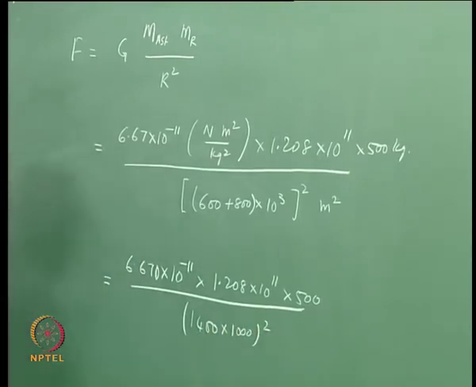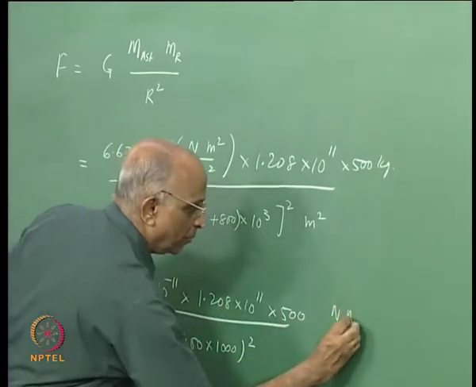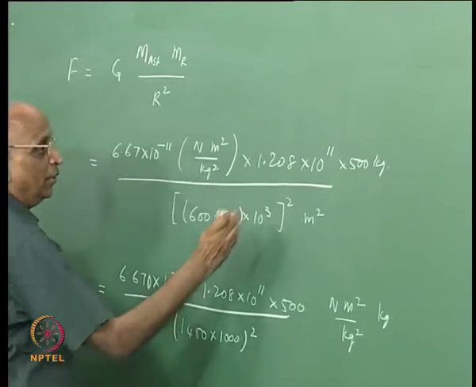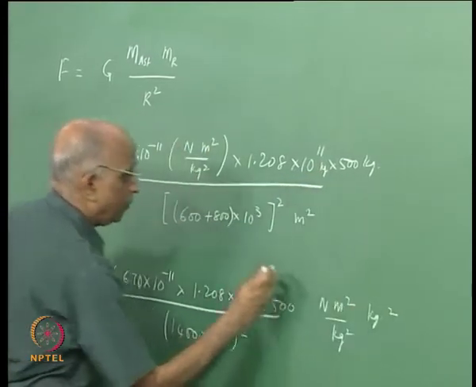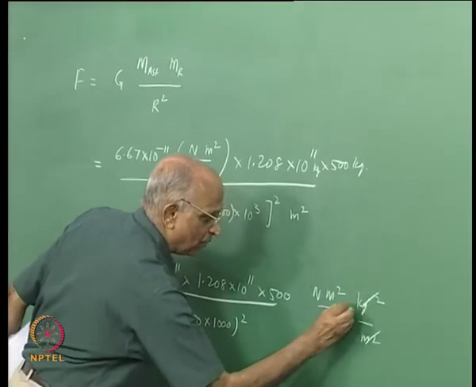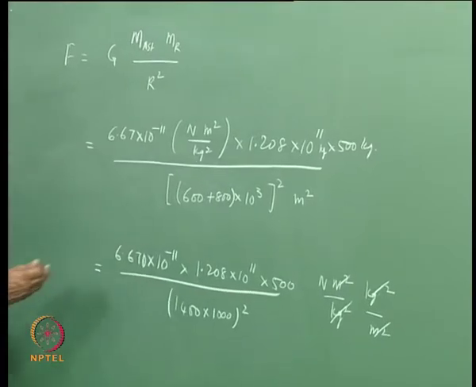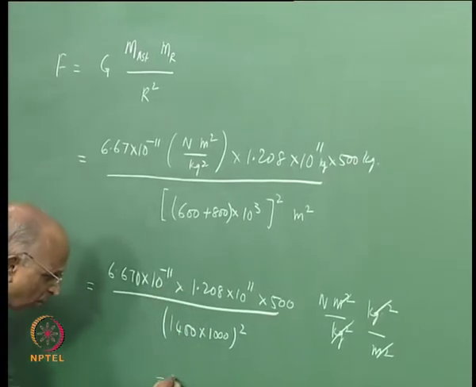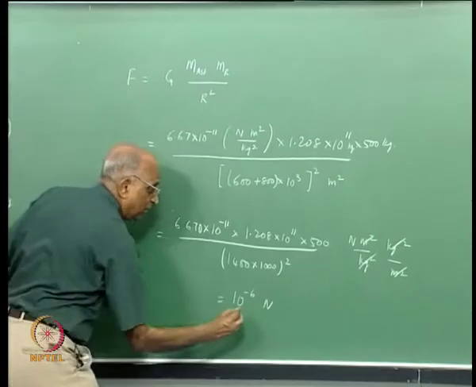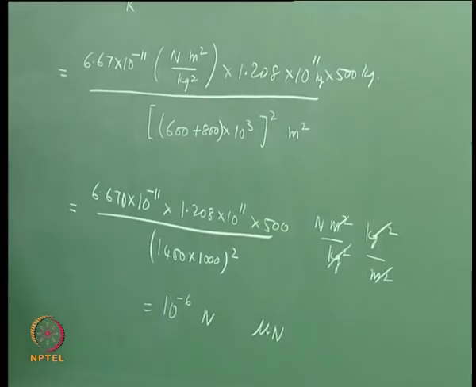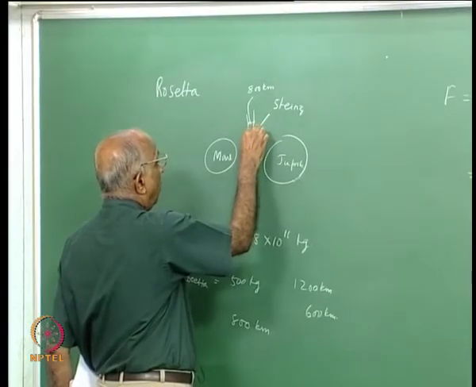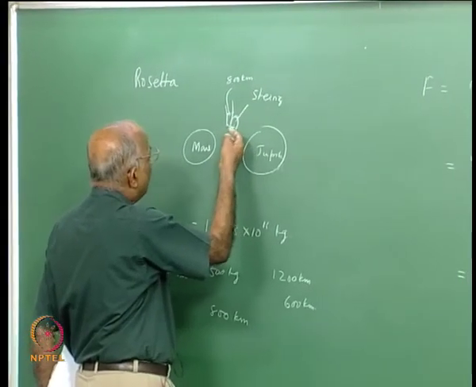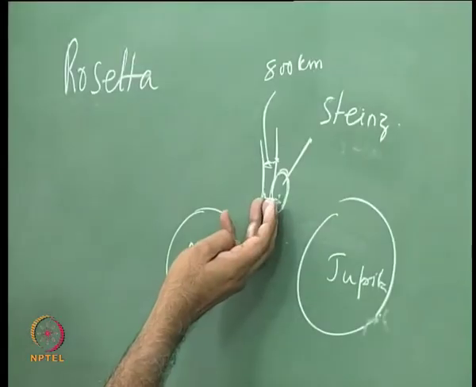Let us take a look at the units. It is Newton meter square by kilogram square, into kilogram, into kilogram, and the denominator is meter square, and therefore we have so many newtons as the attractive force. When I look at it even without solving, I find I have a large number in the denominator, and therefore the force I get is of the order of 10 to the power minus 6 of a Newton, which is something like a micronewton. That means the attractive force exerted by this asteroid on this space capsule is something like a micronewton, but in space even small forces are of interest, and therefore we find that weak gravitational forces attract the space capsule.